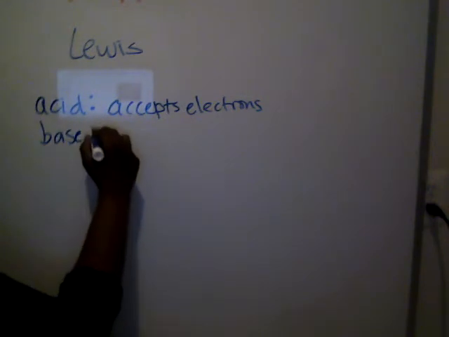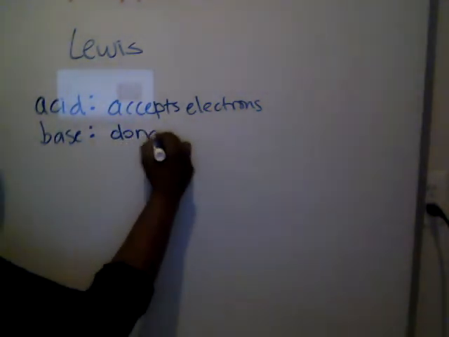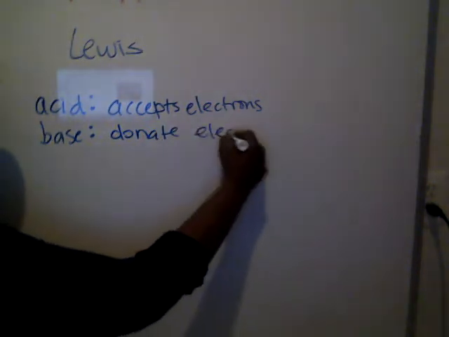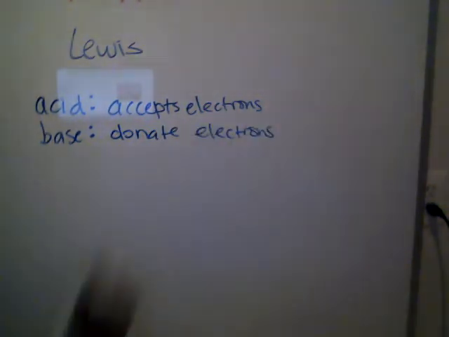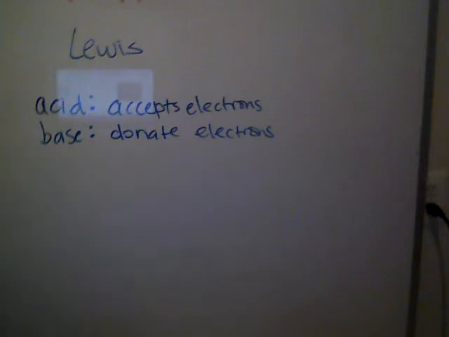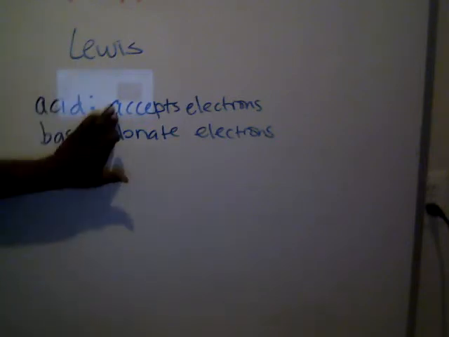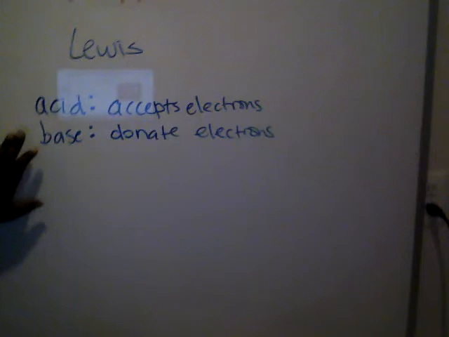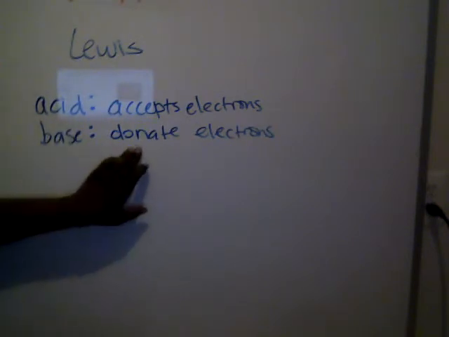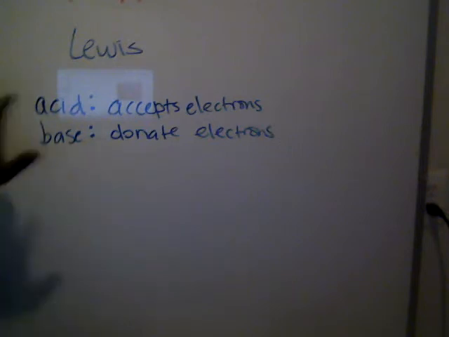And Lewis says a base is anything that donates electrons. So don't get this confused with Bronsted and Lowry. Bronsted and Lowry say an acid donates a hydrogen, which is the opposite of this. And Bronsted and Lowry say that a base accepts a hydrogen, which is opposite from donating. But Lewis deals with just electrons.